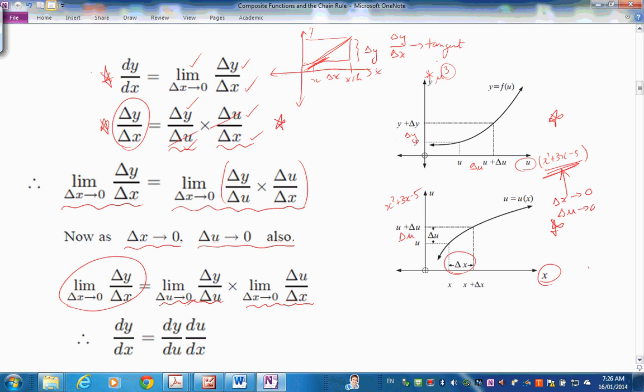Oh, and what do you notice? Yes, that's the definition dy by du, and this is the definition of du by dx, leading us to a chain of derivatives. So this is called the chain rule.